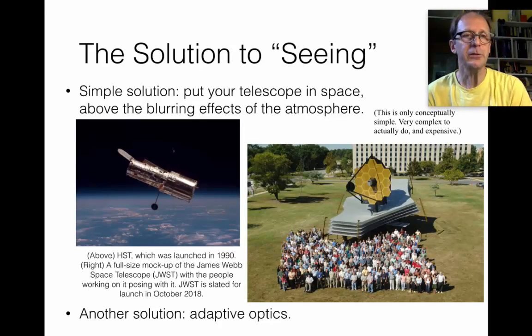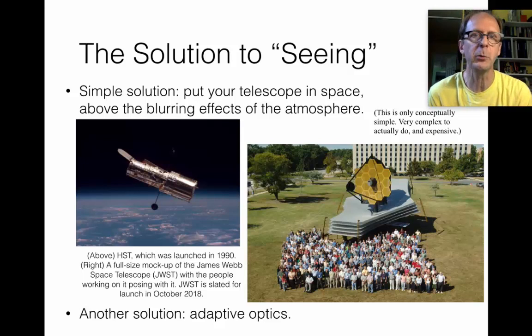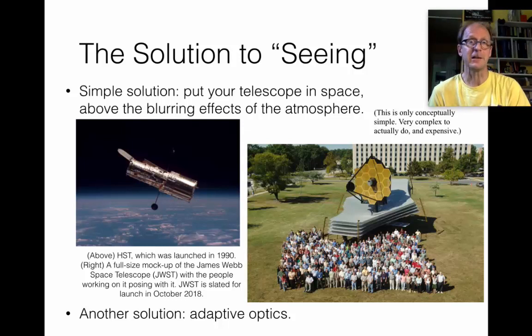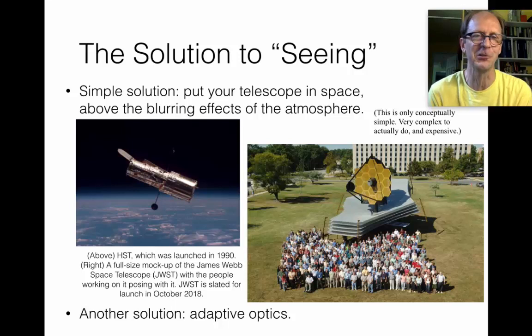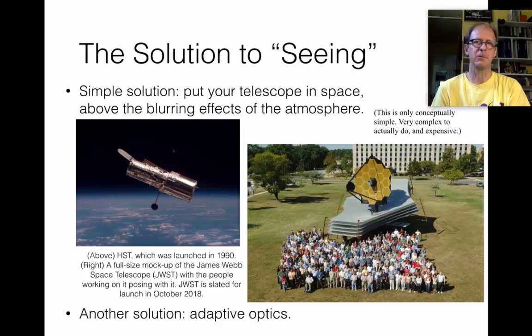There are some solutions to seeing. The simplest solution in a conceptual way is simply to take your telescope and put it in space above the atmosphere. Some people may think putting a telescope in space gets it closer to the things you're looking at. That's not why it's a good idea to put a telescope in space. You're simply eliminating the blurring effects of the atmosphere. It being a couple hundred miles up in the sky doesn't make it significantly closer to anything, but it does eliminate the blurring effects of the atmosphere.